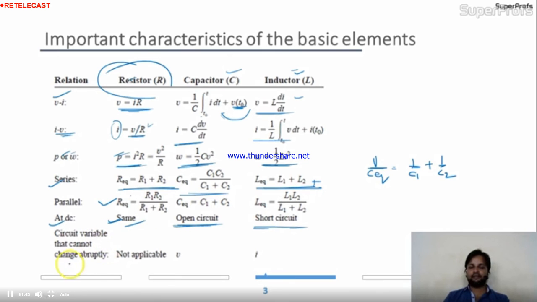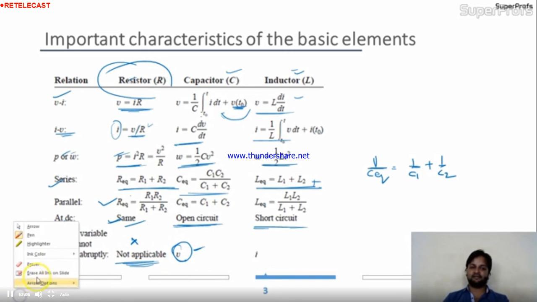Now, circuit variables that can't change abruptly. For the resistance, there is no such thing applicable. But for the capacitor, the voltage is not changed abruptly. What it means actually? This is the base for the transient analysis or initial condition, whatever we are going to learn.